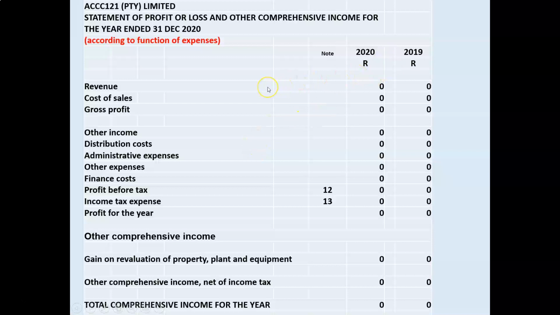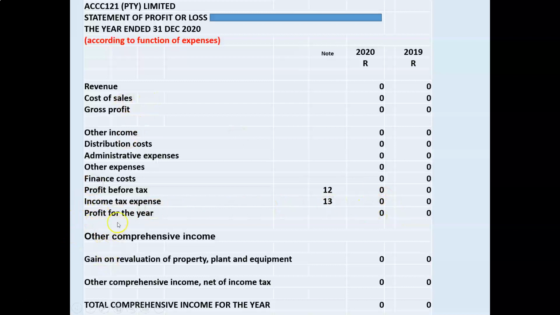Now when we are going to follow the two statement approach, it's going to look like this. Our heading is going to change. We're going to have the name of the entity on top still, ACCC 121 Pty Limited, statement of profit or loss for the year ended 31 December 2020, 2020 Rand, 2019 Rand, and note. The first four lines are going to look the same. If we're going to use the function of expenses, that is going to look the same, and we're going to derive at our profit for the year.